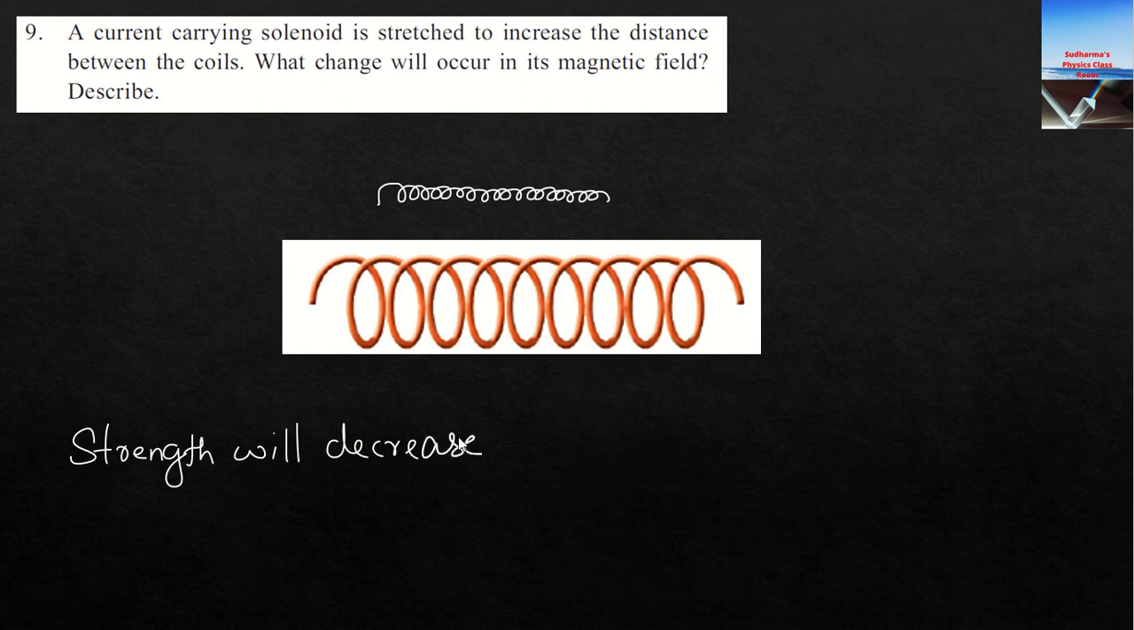Why? If the coils are very close to each other, then the magnetic field lines are very, very close to each other. And the strength of the magnetic field is determined by the degree of closeness of the magnetic field lines in that region. If you stretch this coil, if you make these coils away from each other, but we are making sure they are part of the same coil, the distance between the coils is increasing, then the distance between the magnetic field lines in that region increases, and the magnetic flux density will be decreasing. So the strength will decrease. This is the explanation for this question.